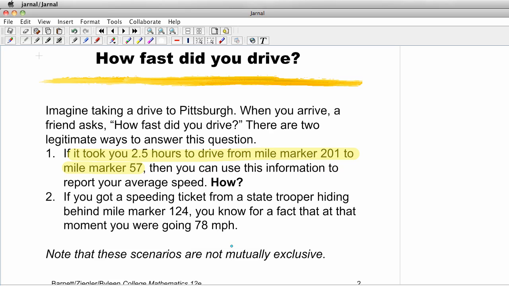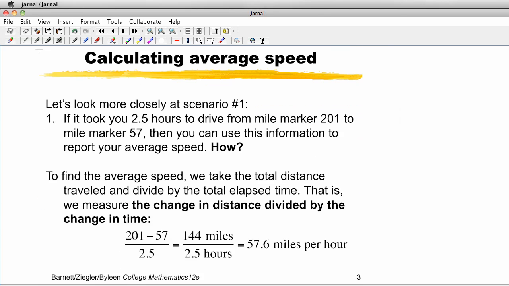And notice that those two scenarios really are not mutually exclusive. It's very easy to have an average speed of like 50 miles an hour, but the fact that you could have gone 70 or 80 miles an hour at some point is not out of the question. The calculated average speed, we just take the total change in distance divided by the total change in time.